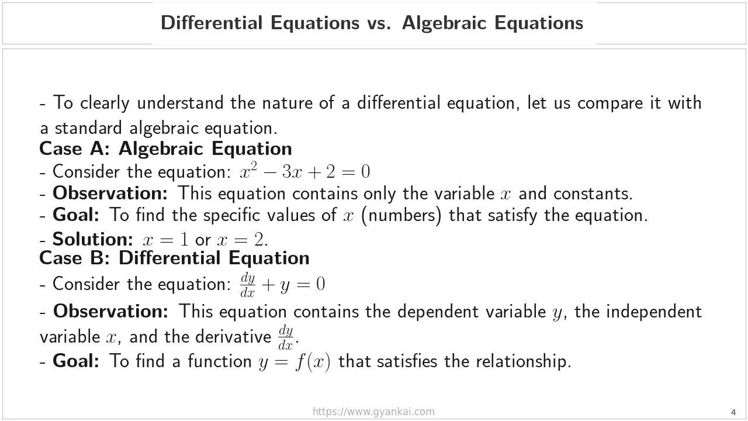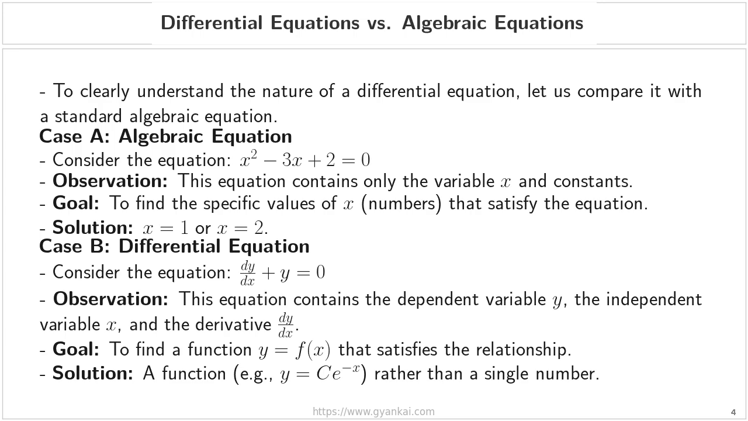Because a derivative is involved, our goal changes entirely. We aren't just looking for a single number anymore. Instead, we are searching for a function where y equals f of x that satisfies this specific relationship. As you can see in the solution provided, the answer is a function, such as y equals c e to the power of negative x, where c is a constant. Notice how this is a formula that describes a behavior, rather than just a single numerical value. This distinction is the most important thing to keep in mind as we move into our next example regarding population growth.